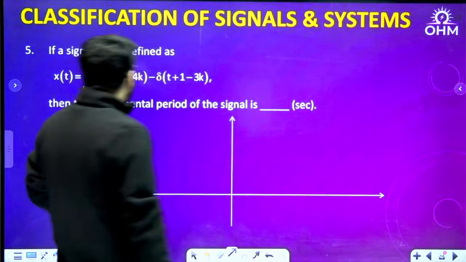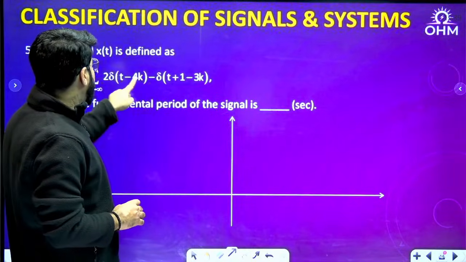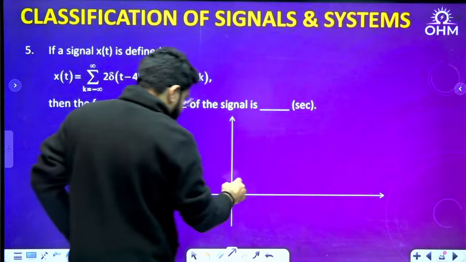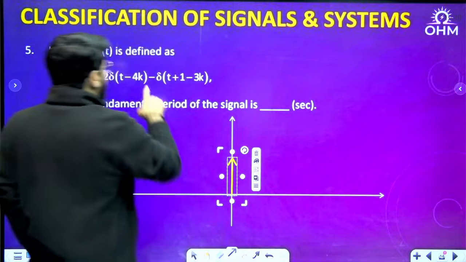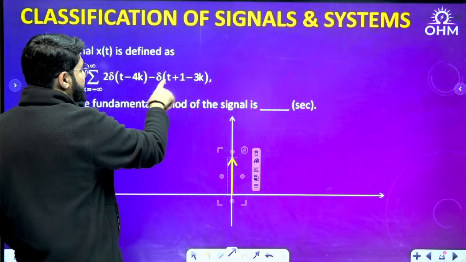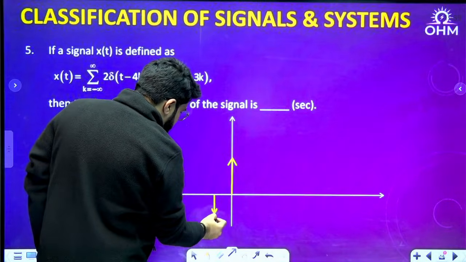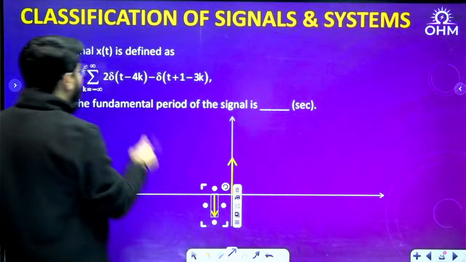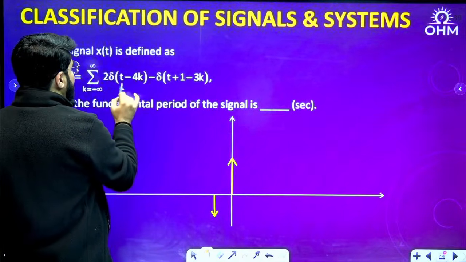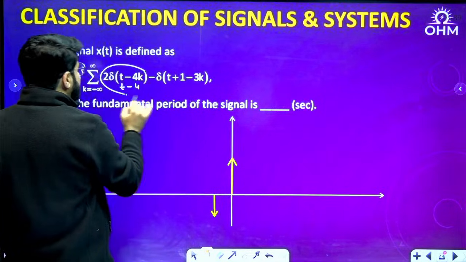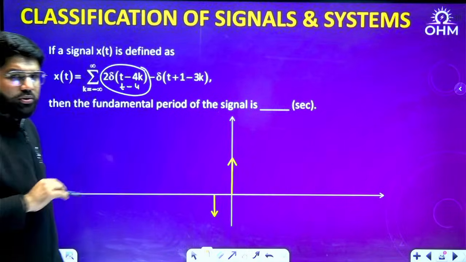See, if I take k equal to 0, just tally the calculations with me. I get 2 delta t, that is the impulse at origin, and minus delta t plus 1, that's the impulse at t equal to minus 1, a left shifted impulse. Then if you put k equal to 1, delta t minus 4, but let me first sketch this much part.